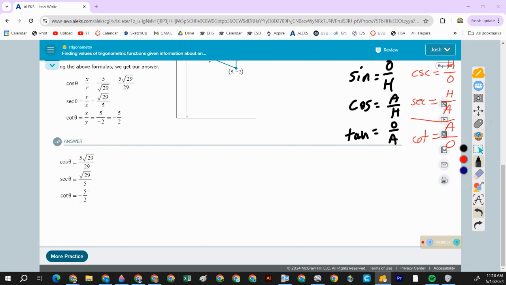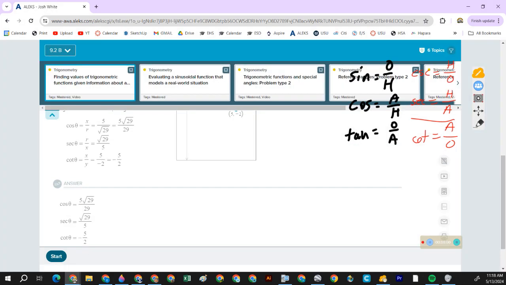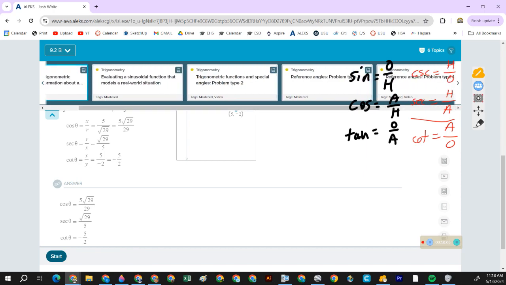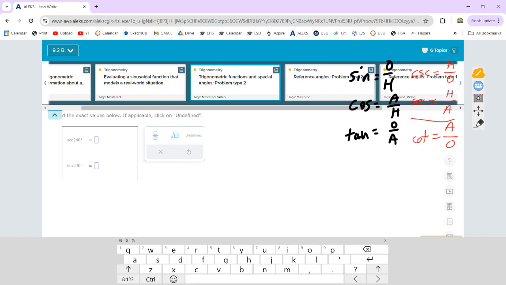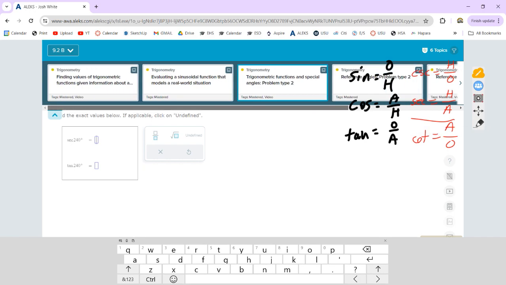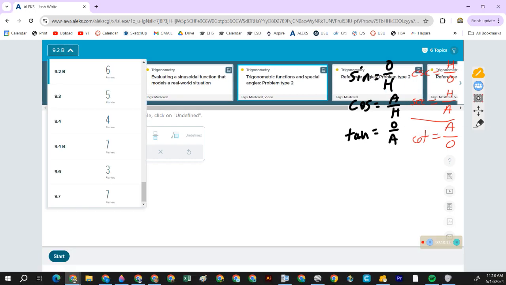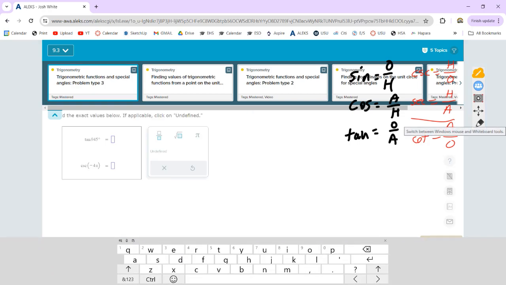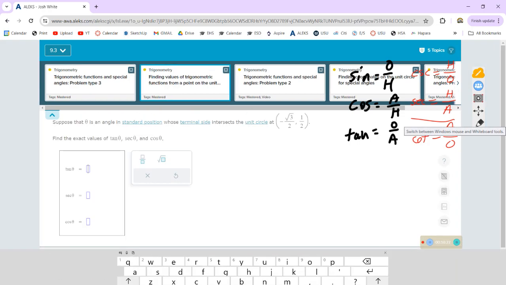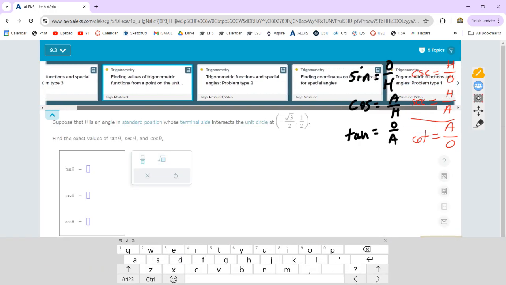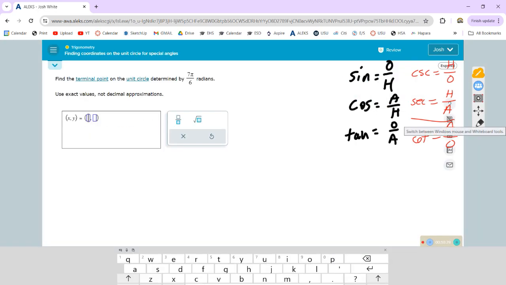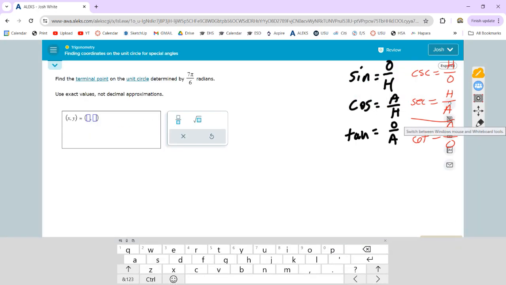Okay. So reference angles. Exact values. Let me look at the next assignment. Okay. I'm going to move a couple of these into 9.3 because we have not done the unit circle yet. All right. Get to work.